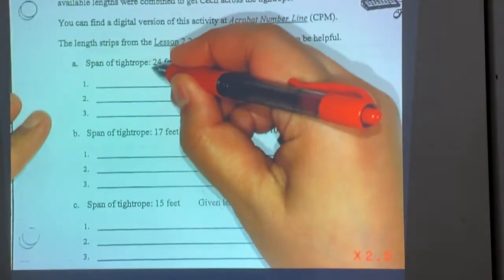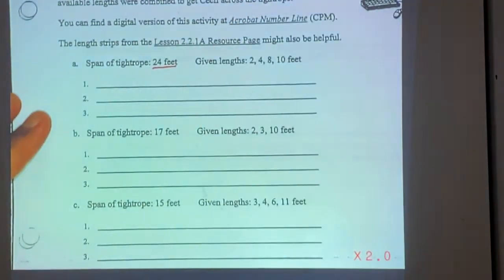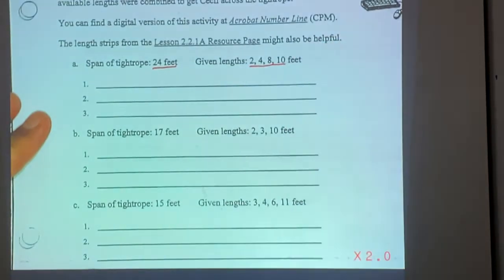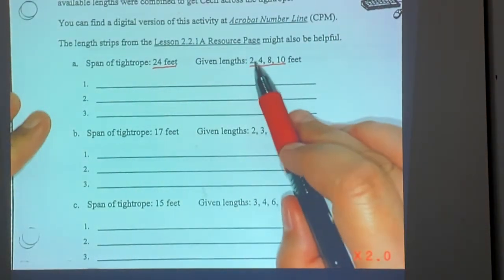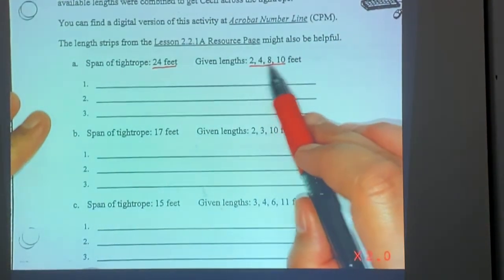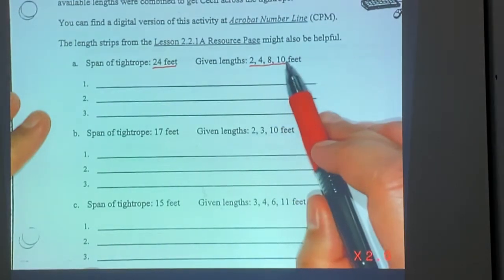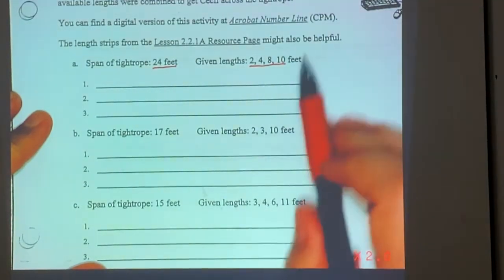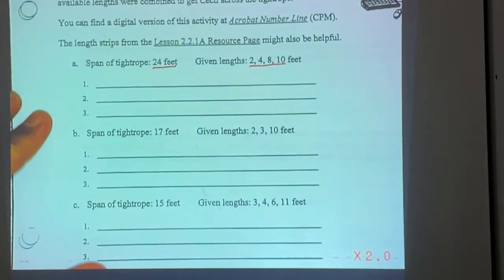Cecil has to get across, so the tightrope is 24 feet long. We are only allowed to use these numbers and their opposites. So you can use 2, -2, 4, -4, 8, -8, 10, or -10. Any combinations of those numbers to make 24. And you may use any of these numbers more than once.